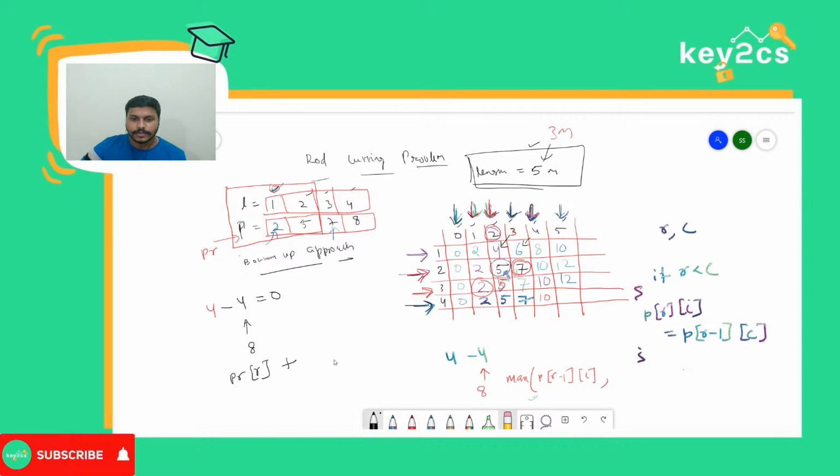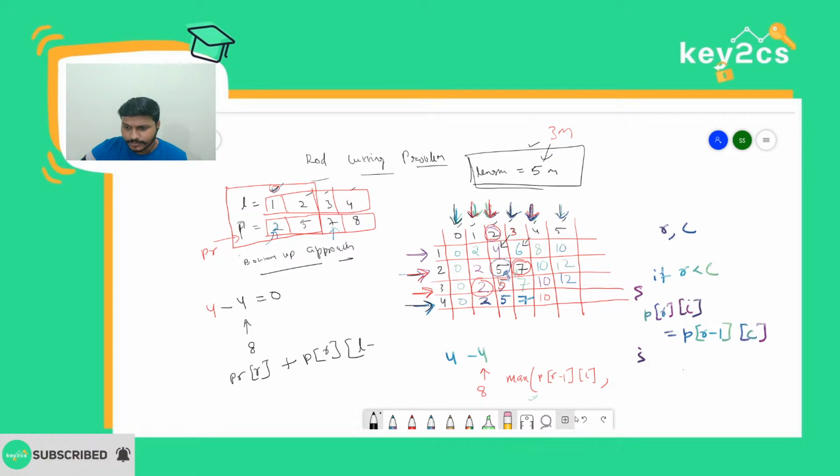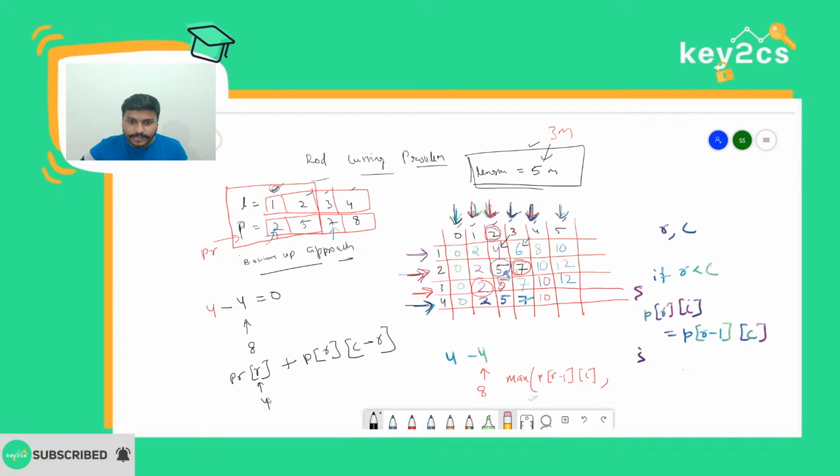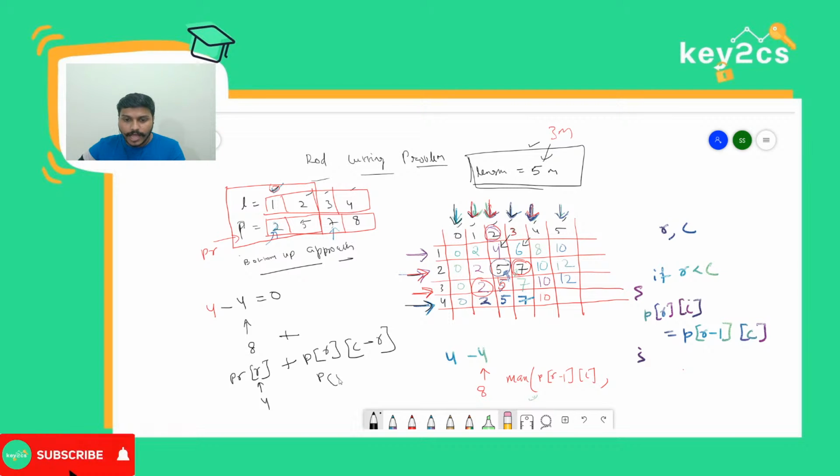So this would give you P of, in the same row, but now which column do you have to check? Value 0, which is nothing but L minus... okay, you don't have to write L. L is the total length, let's say. You go for C minus R. Are you getting my point? Now R is 4, guys. So P of 4 would give you 8. So 8 plus, what is P of R? P of R is 4.